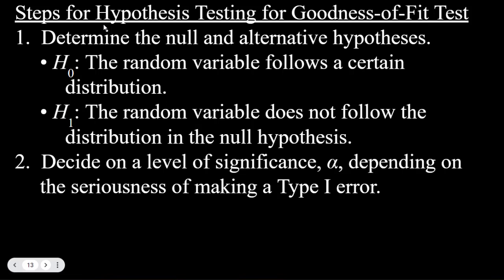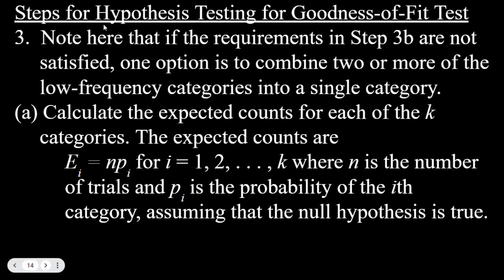Number 2, decide on the level of significance alpha, depending on the seriousness of making a type 1 error. Step 3, note here that if the requirements in step 3b are not satisfied, one option is to combine 2 or more low frequency categories into a single category. We're going to see what 3b is in a second, but that had to do with the fact that all of our expected counts had to be bigger than 1, and we couldn't have more than 20% of them less than 5.